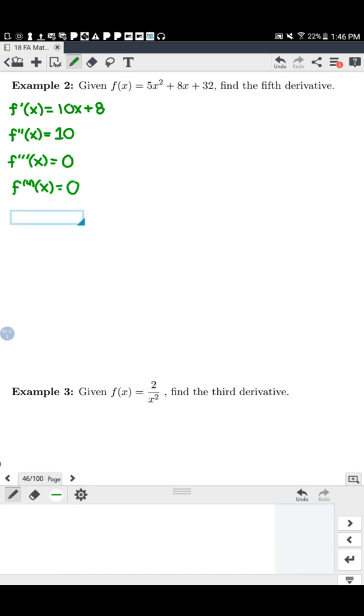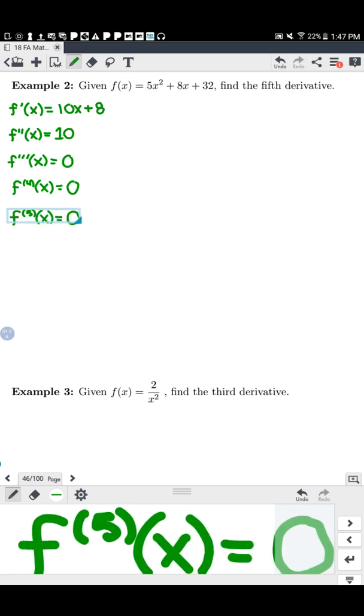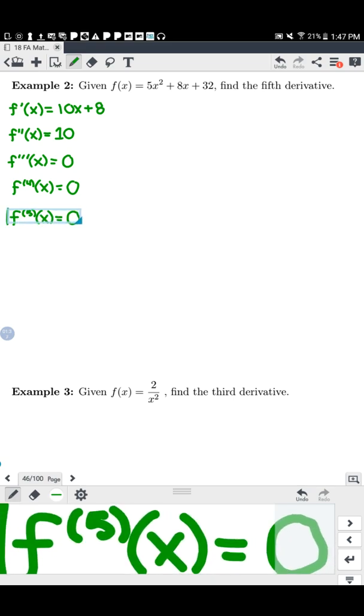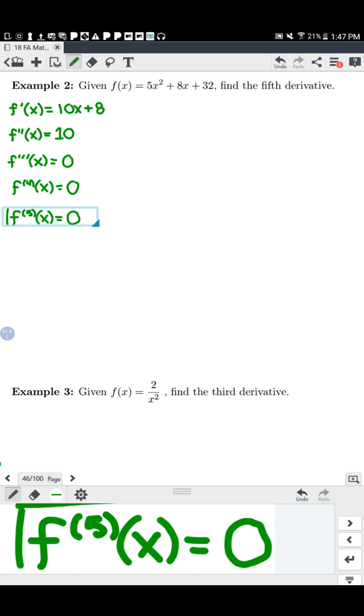And I'm almost done. It kind of seems silly because this is such an easy derivative. The hardest part is labeling this. So f superscript 5, in parentheses. The derivative of my fourth derivative, 0, is also 0. So we have our final answer. The fifth derivative of this function is just 0.